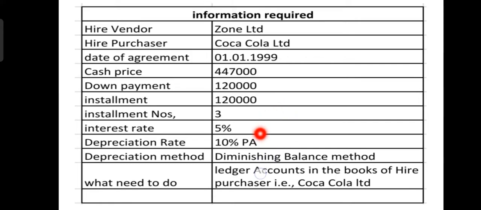What is the interest rate? It is 5% per annum. What is the depreciation rate? 10% per annum. What is the method? Diminishing balance method. So what we need to do is prepare the necessary ledger accounts in the books of the hire purchaser, that is Coca-Cola Limited. So first we should be clear on what we should do, then we can proceed.